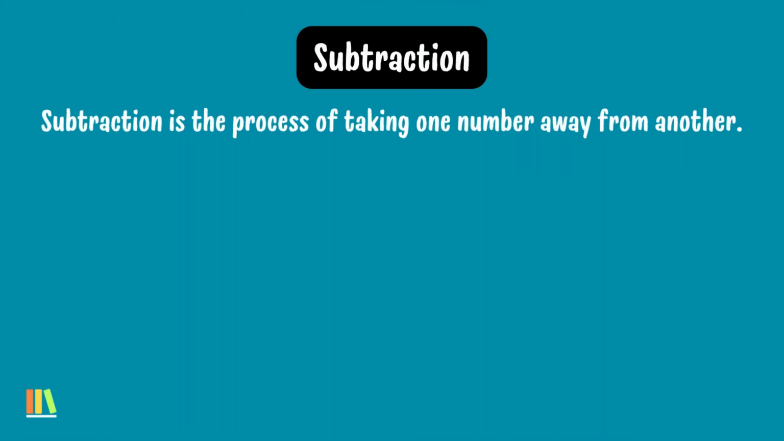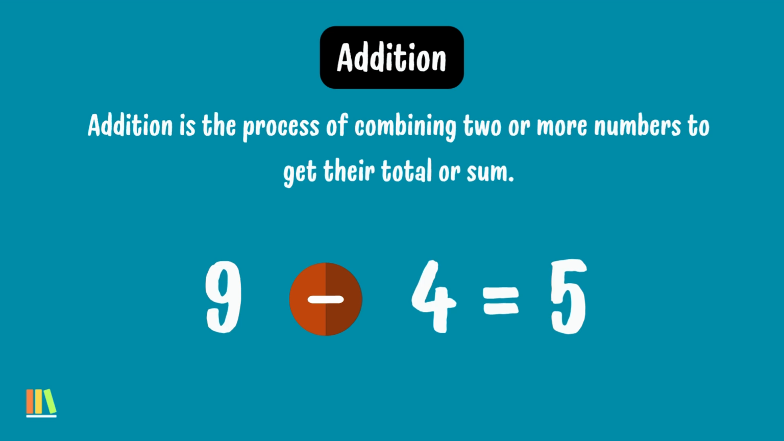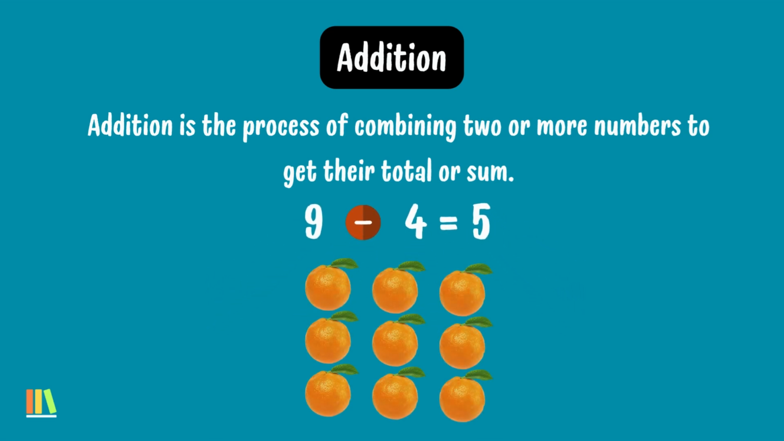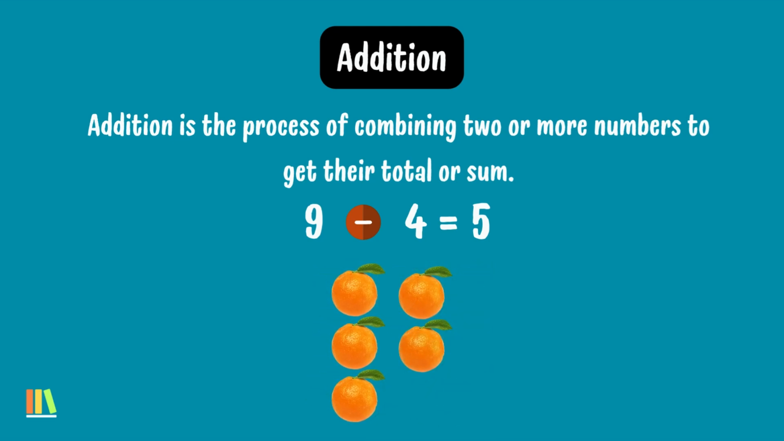Then there's subtraction. Subtraction is the process of taking one number away from another. The symbol for subtraction is a minus sign. Example, 9 minus 4 totals 5. When you subtract 4 from 9, you find the difference, which is 5.